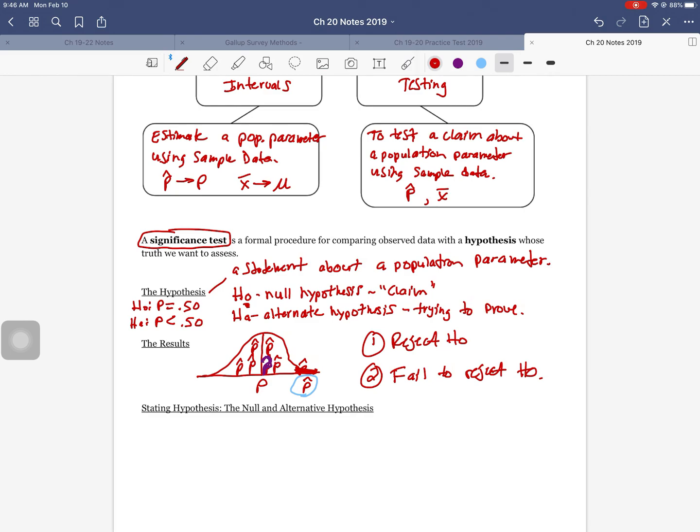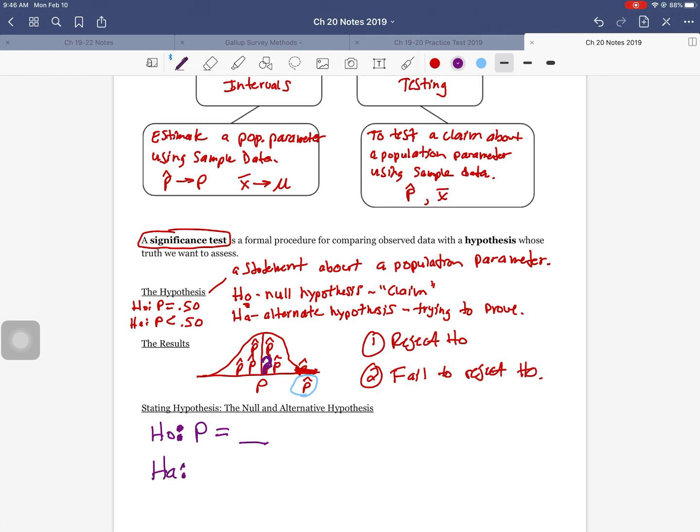Now, at the bottom, stating hypotheses, there are some rules about how we do this. The null hypothesis will always be that P equals a certain value. It's always equality. There's never a greater than or a less than symbol in the null hypothesis. We always claim that P equals a certain value.